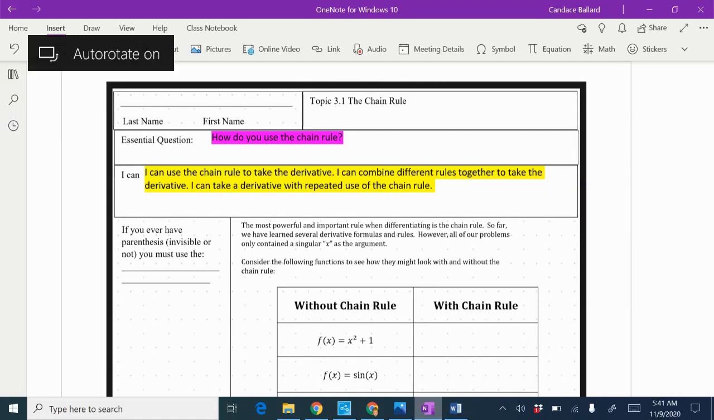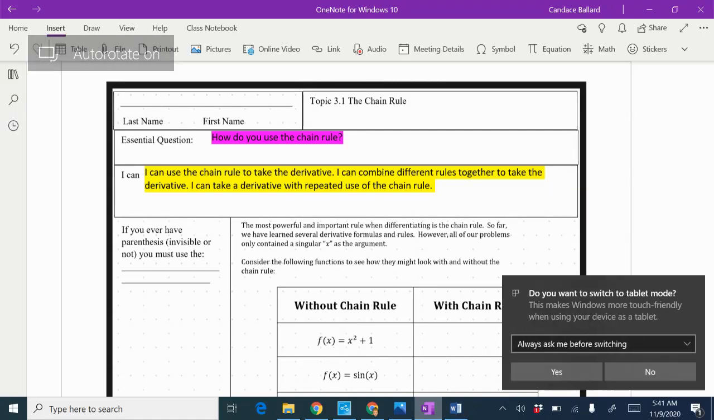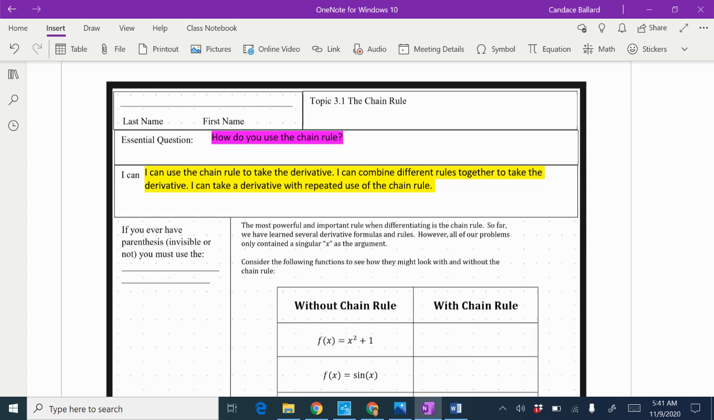In this video, we're going to talk about topic 3.1, which is the chain rule. Our essential question is, how do you use the chain rule? And our I can statements, which we will use for the entire lesson, which is actually a very big lesson, are: I can use the chain rule to take the derivative. I can combine different rules together to take the derivative, and I can take a derivative with repeated use of the chain rule.